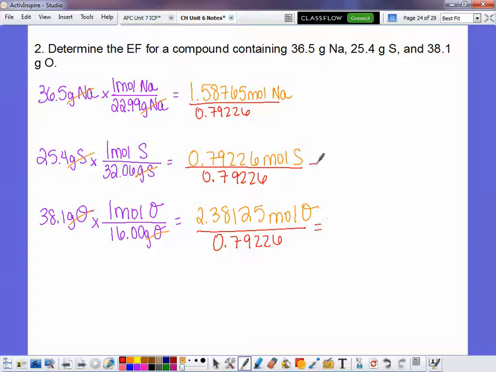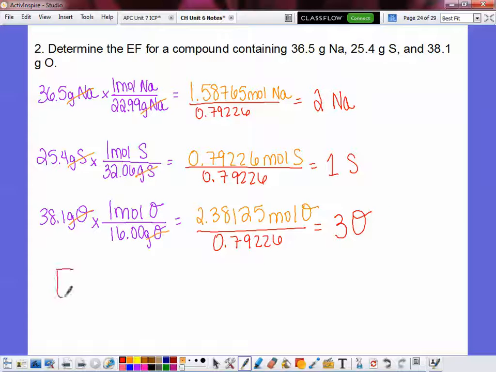How many sulfur atoms are in this compound? 1. Remember, something's always going to be a 1 because something's always going to be divided by itself. And for every 1 sulfur, we have how many sodiums? 2. And how many oxygens? 3. You should get 3 oxygens, or close to that number 3. Okay? So everything's a whole number, so that's nice and easy. We don't have to multiply. We don't have to do that last step.